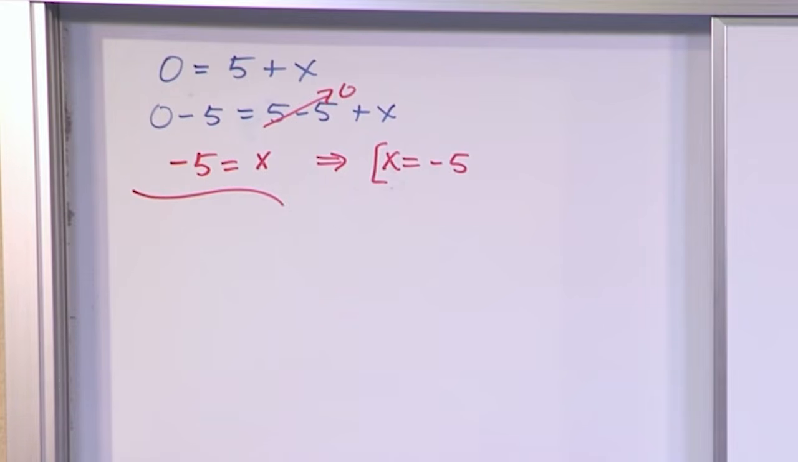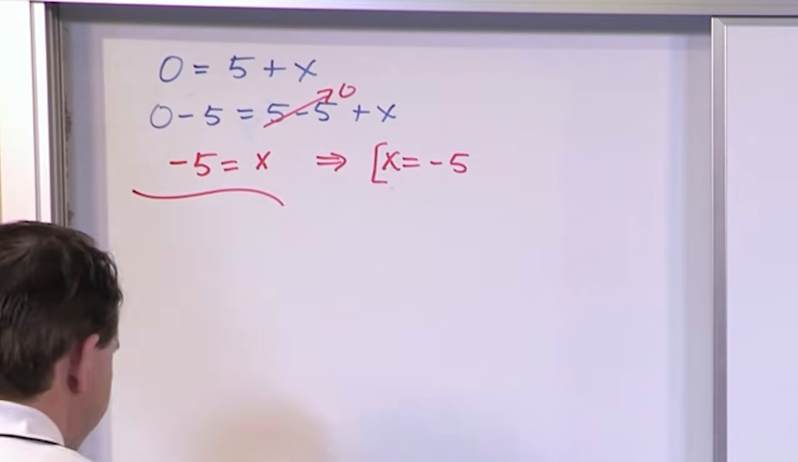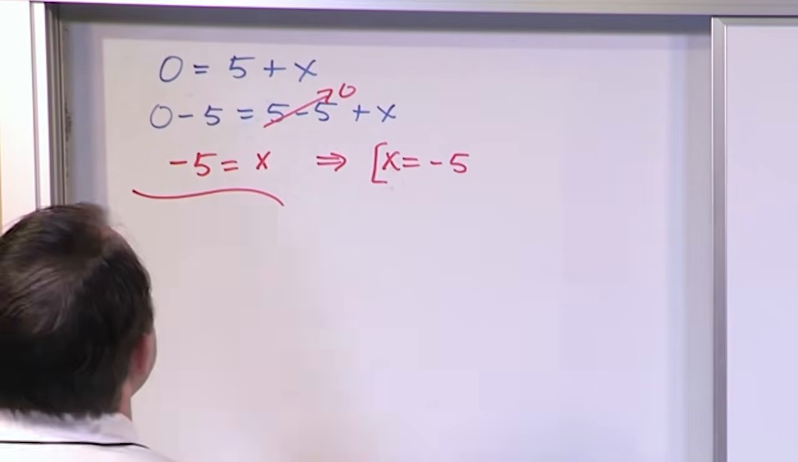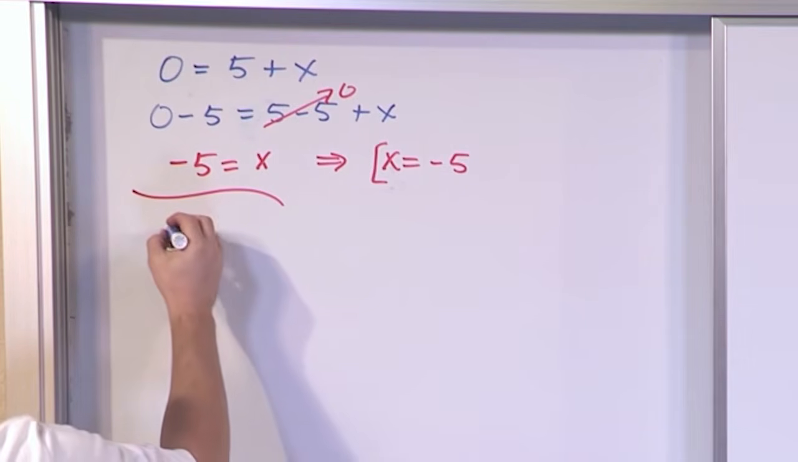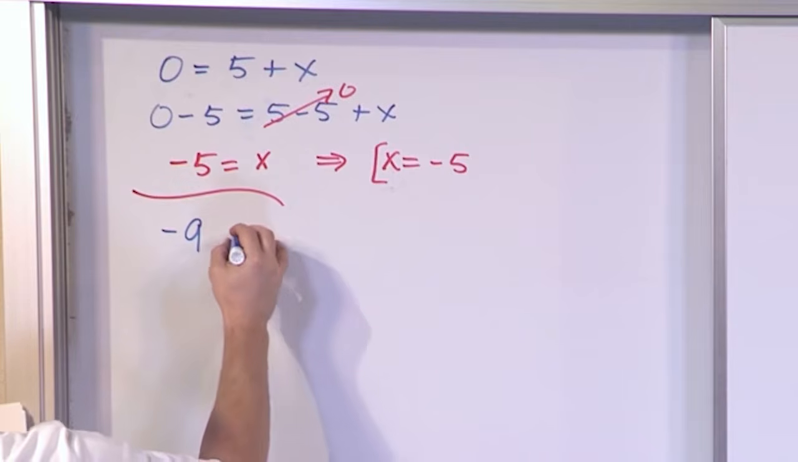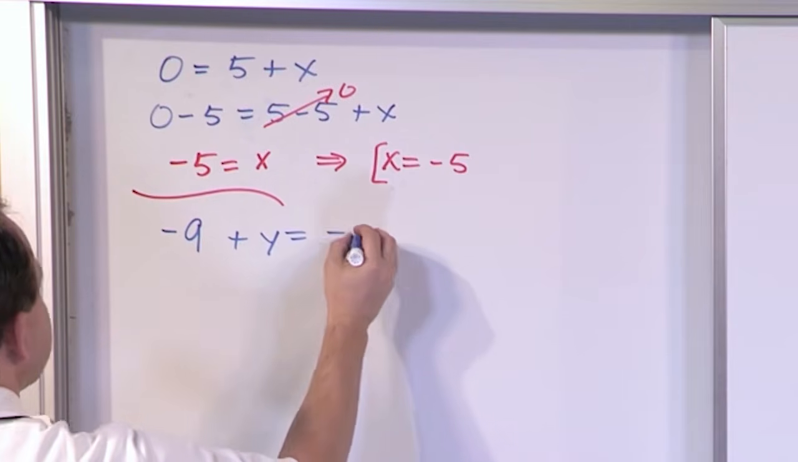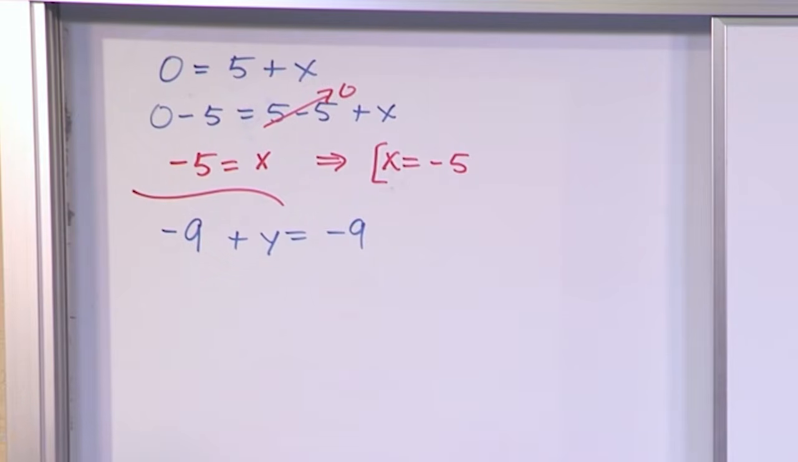So really what you need to do is take your time with these guys and think through it. What do I need to do? It's like a puzzle. What do I need to do to get x by himself? That is your goal. So, for instance, if you have negative 9 plus y is equal to negative 9, how do you get y by himself?